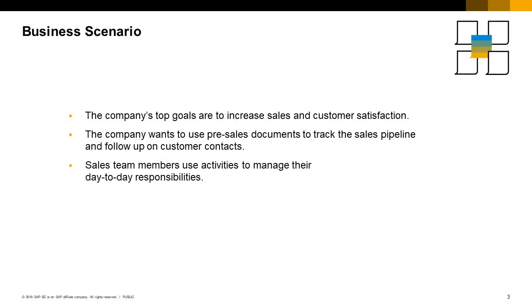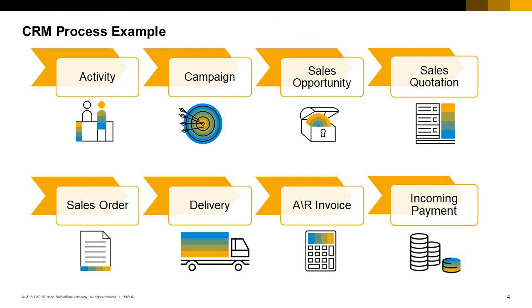Imagine that your company's top goals are to increase sales and customer satisfaction. Your company wants to use pre-sales documents to track the sales pipeline and follow up on customer contacts. Sales team members use activities to manage their day-to-day responsibilities. This topic introduces 4 new documents for customer relationship management: the activity, the campaign, the sales opportunity and the sales quotation. We will take a look at how each of these documents can be used to support your customer relationship management.